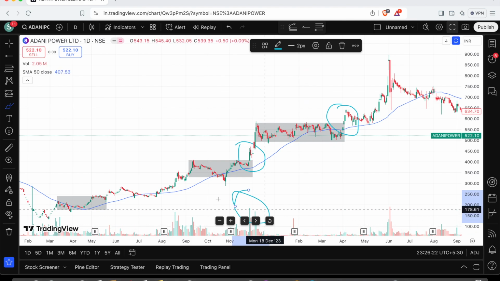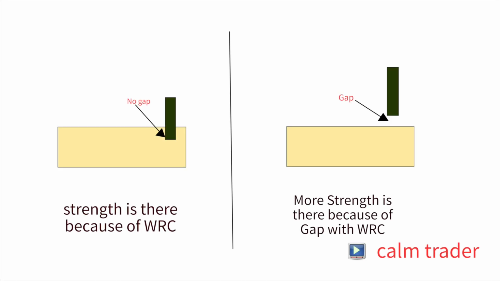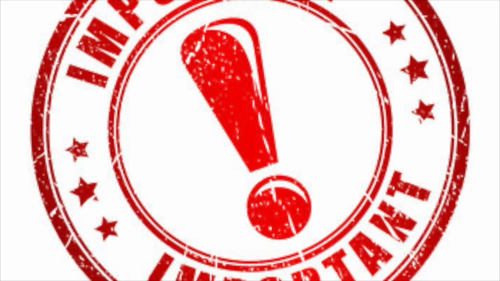The wide range candle at the time of breakout is more powerful than a normal wide range candle. Therefore, you should give more importance to it.